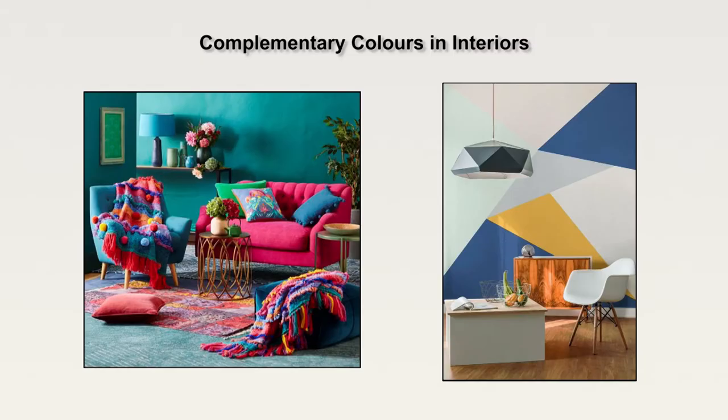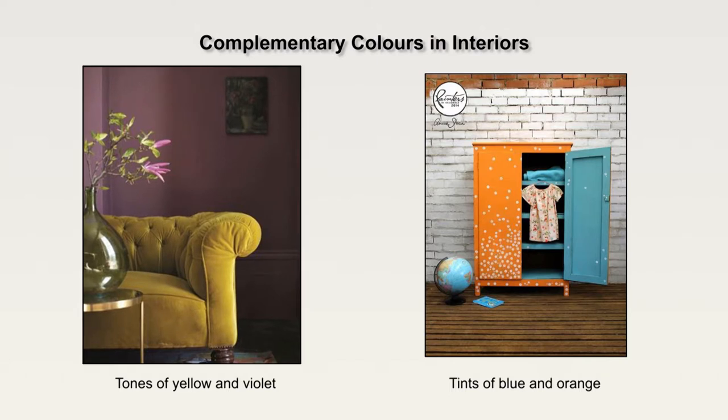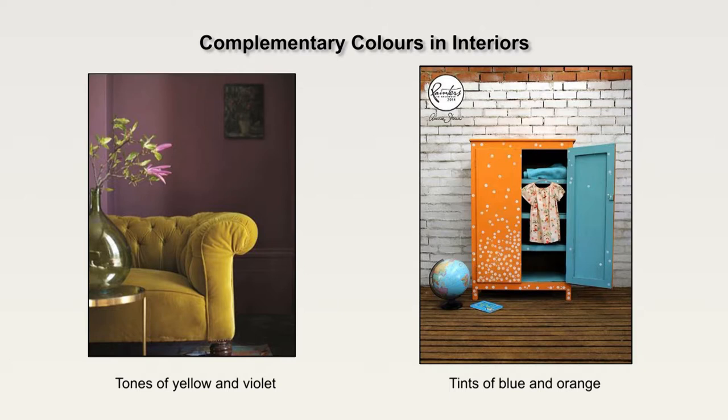Complementary colors in interiors. The image on the left has tones of yellow and violet. In spite of the addition of grey forming tones, they are still complementary to each other and look great when used together. When you look at the cupboard in the image on the right, we can see tints of blue and orange, which are again complementary colors.